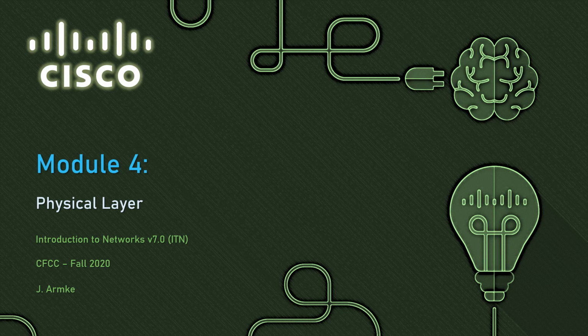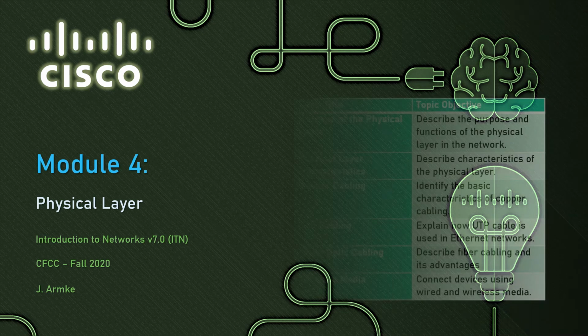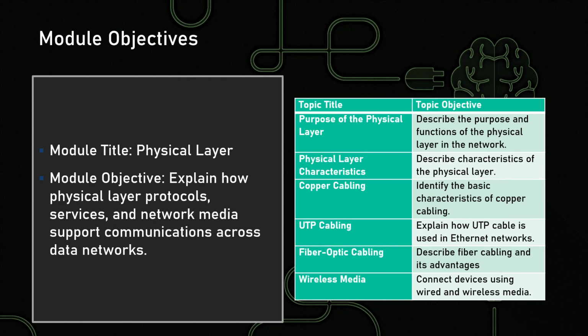Today we're going to be talking about the physical layer, the actual encoding of signals into the bits that we use to transfer them across various types of network media. So we're going to look at how the physical layer functions. We're going to look at some characteristics thereof.